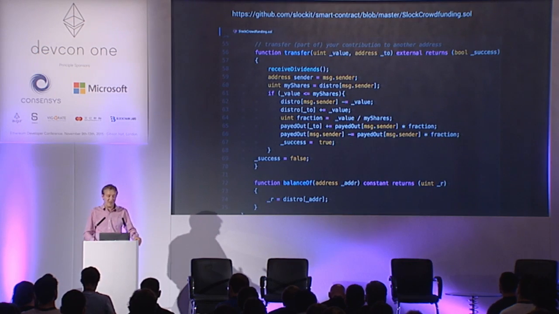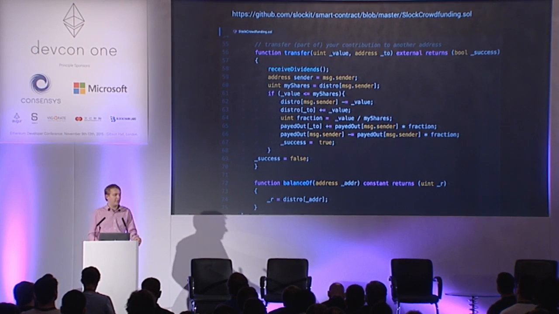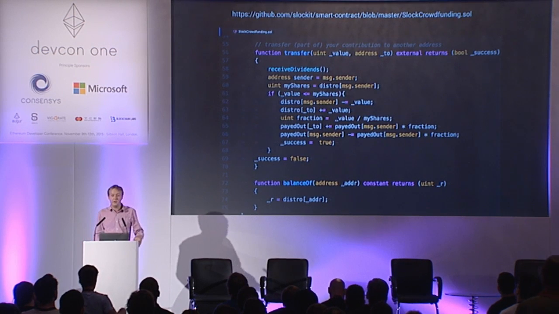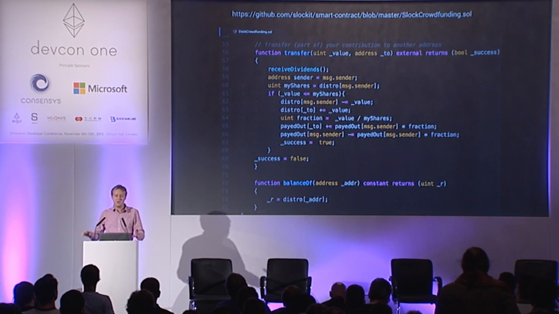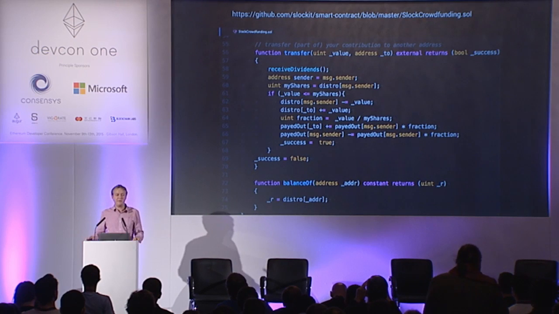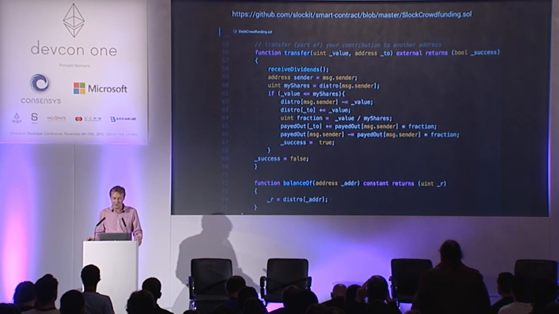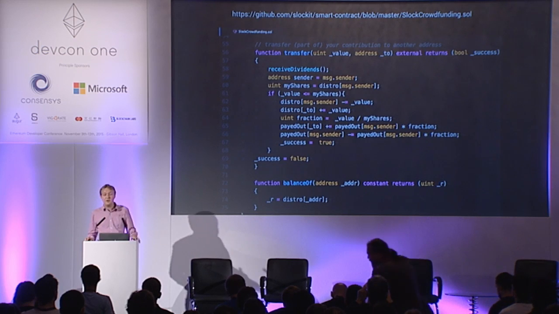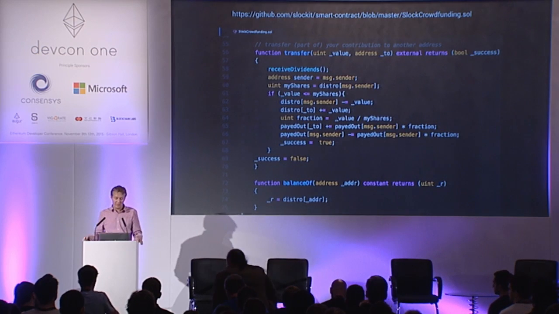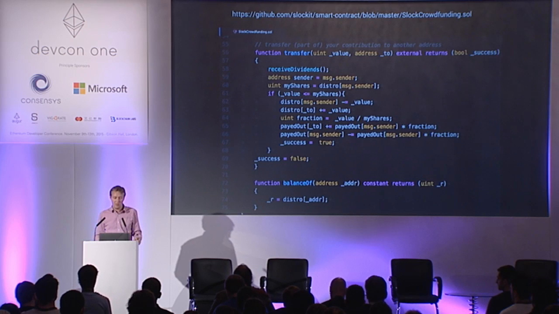And here, as an example, is from Slock.it, their crowdfunding contracts, where they're also using this pattern. So they're doing some kind of crowdfunding. Probably we'll hear more about this later on. But you can transfer these tokens to somebody else, and you can also see what your balance is.